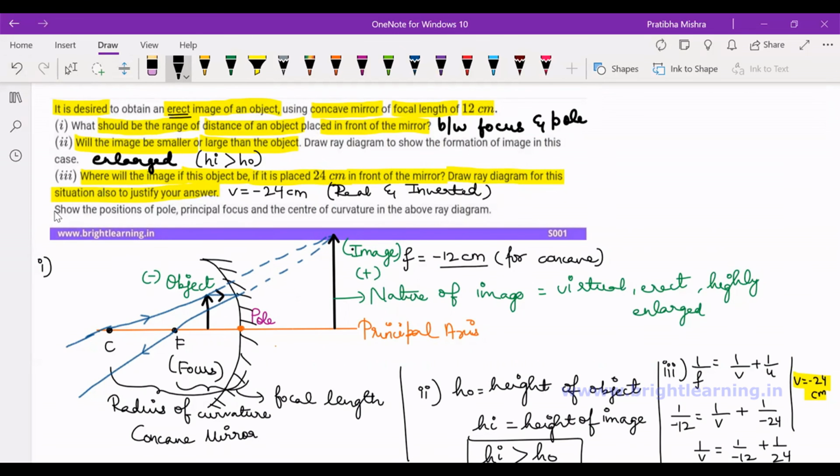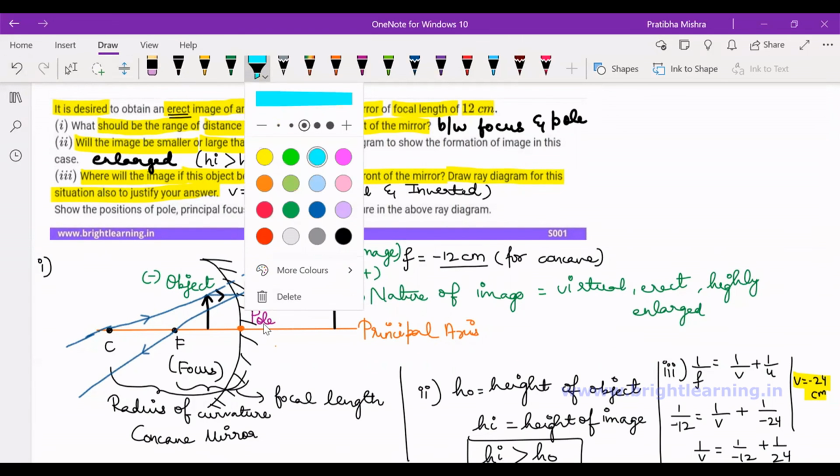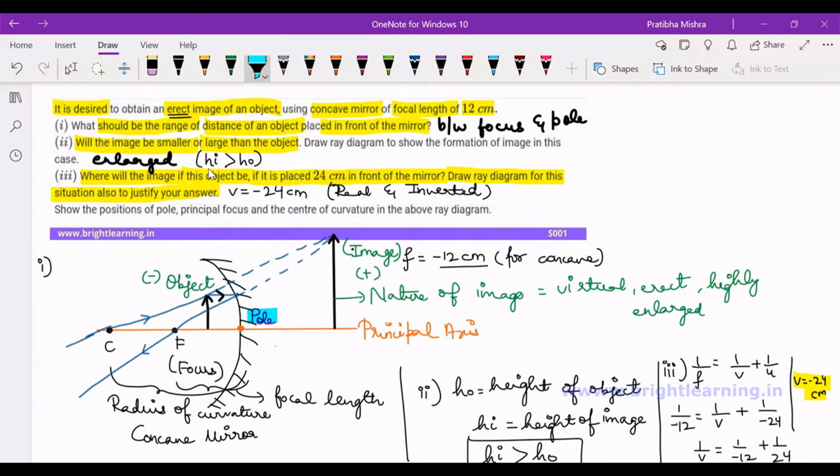Now, they're asking us to show the positions of the pole, principal focus, and the center of curvature in the above ray diagram. So you can see that this is nothing but P representing the pole here, the point P. Next point is F representing the point of focus, C representing center of curvature. Okay, so this is what you will get. So this formula that I have used here is the mirror formula.